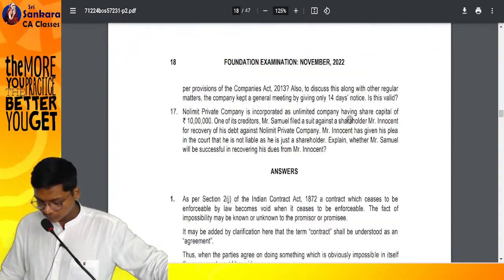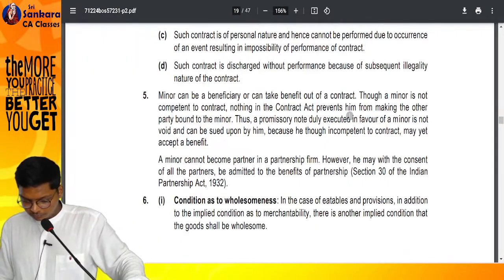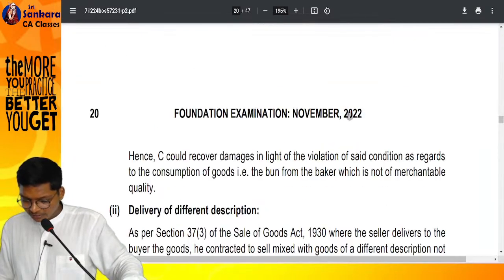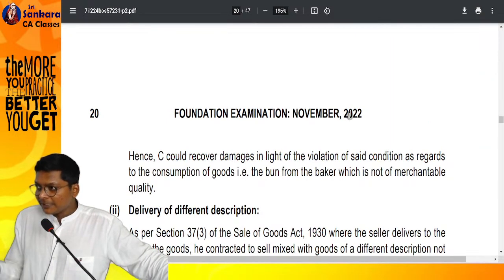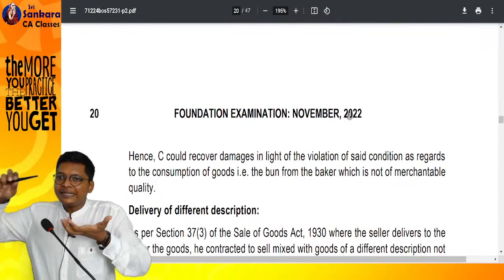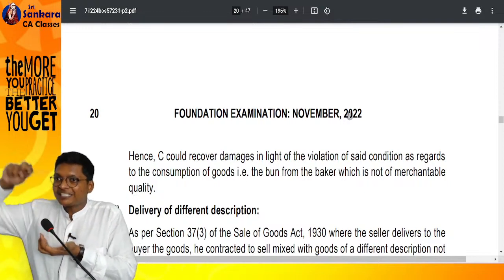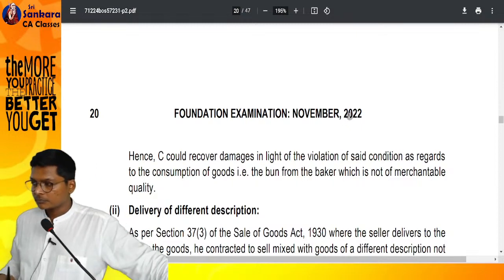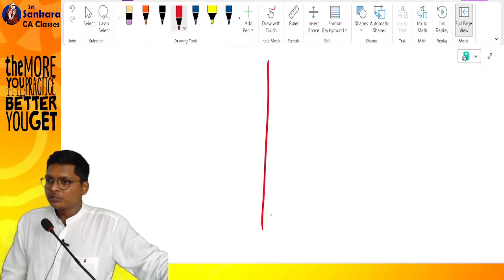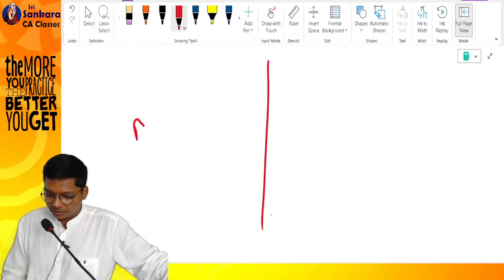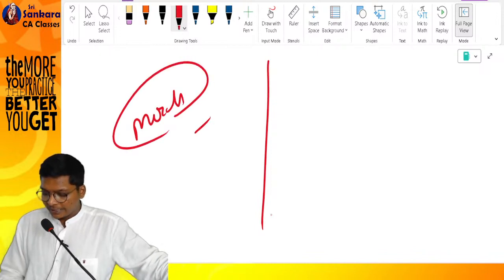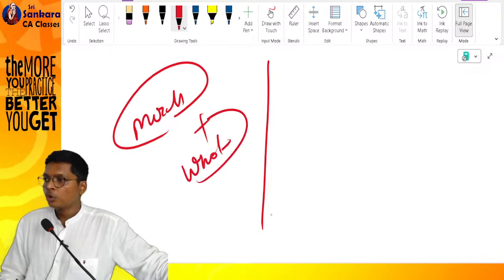Sixth one. Wholesomeness. He can recover the damages. Of course, mercantile and wholesomeness both apply for food. Wholesomeness is nothing but goods not maintaining mercantile quality plus food. Yes, it includes both. In simple terms, if goods are not meeting the specification, it's not mercantile, which means it cannot be used for the purpose. If it's a food item, it becomes mercantile plus wholesome.